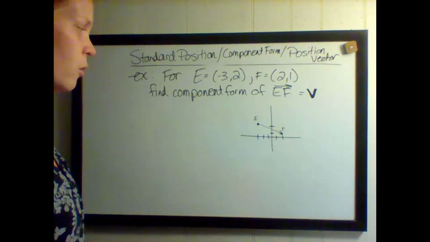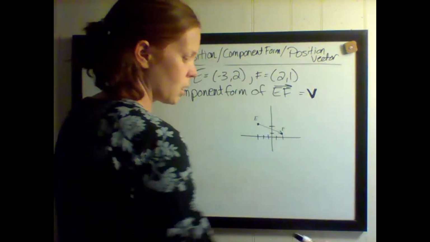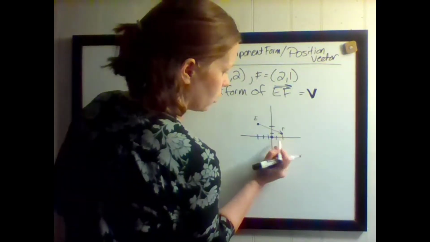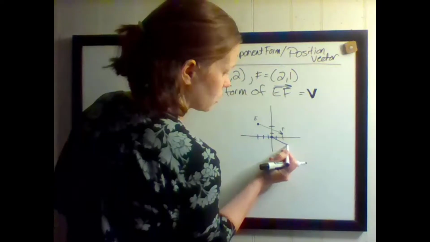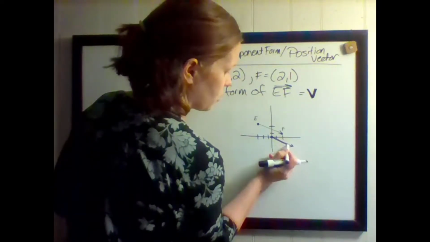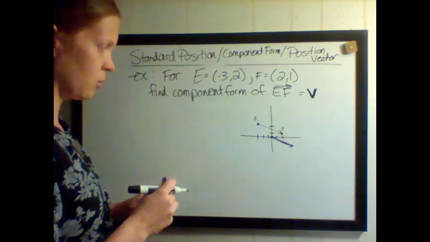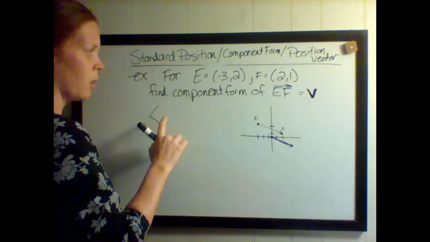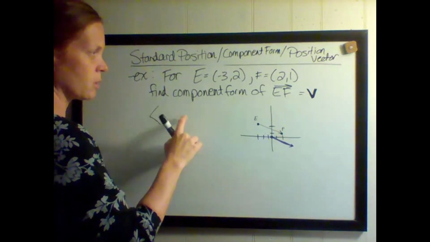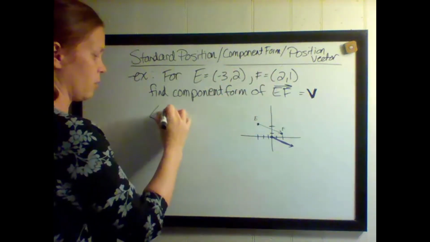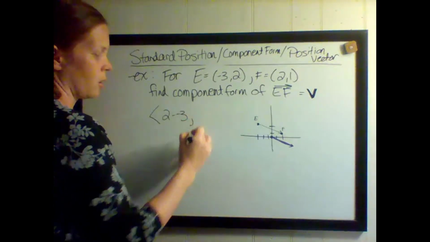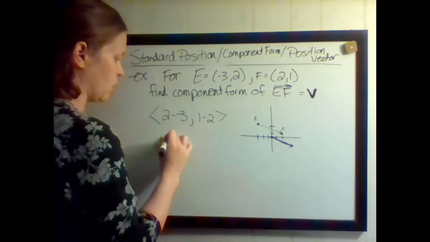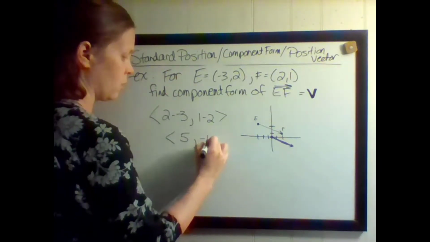Okay, so if I find the component form, it's going to be the same distance in the same direction. So let's just do that, starting at (0, 0). So it's still going to go in this direction, and it's going to be the same length. So it should be something like this. So let's see what happens when I use that little formula. So I do x2 minus x1, 2 minus negative 3, comma, y2 minus y1, 1 minus 2. Then I'm going to get (5, negative 1).